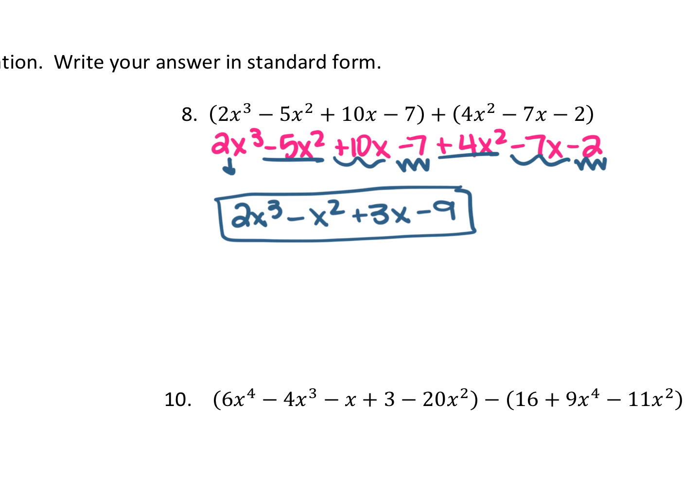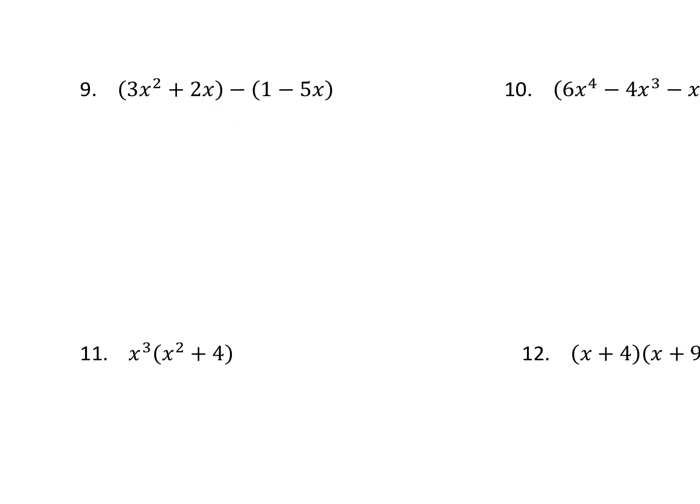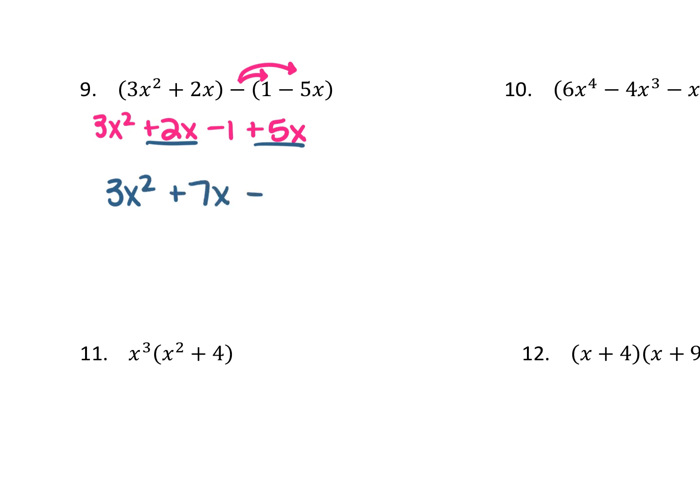For number 9, you are given 3x squared plus 2x minus 1 minus 5x. So now we are subtracting. So the first thing we're going to do is distribute that negative and change the sign on each of the terms in the set of parentheses that negative is in front of. So that's going to give us 3x squared plus 2x minus 1 plus 5x. From here, we do have like terms with the 2x and the 5x. So it gives us 3x squared plus 7x minus 1.